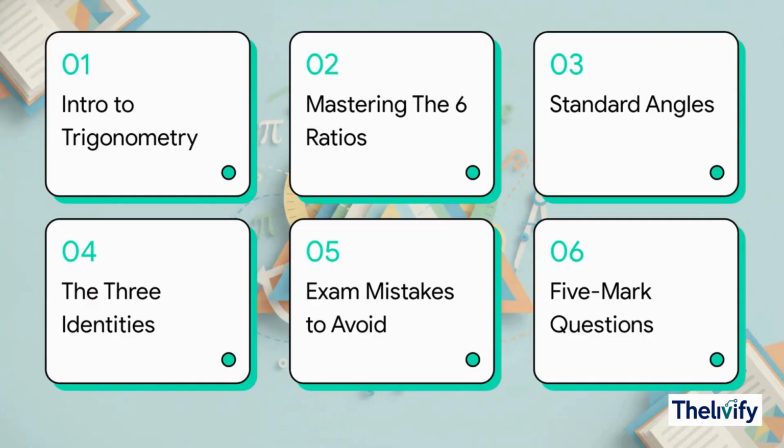So here's our game plan for today. Section 1, welcome to trigonometry. 2, mastering the 6 ratios. 3, deriving standard angles. 4, the big 3 identities. 5, avoiding common exam mistakes. And finally, section 6, acing 5-mark questions.